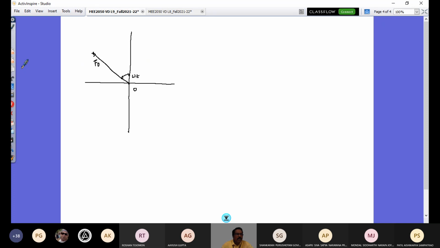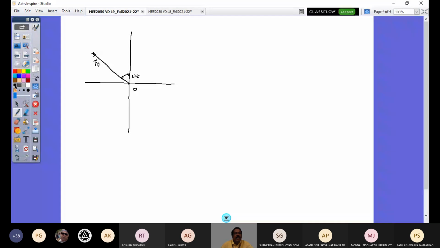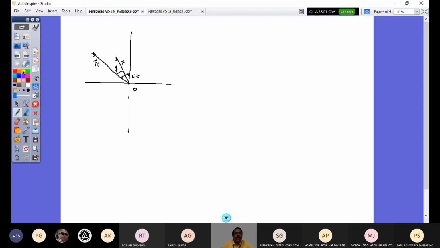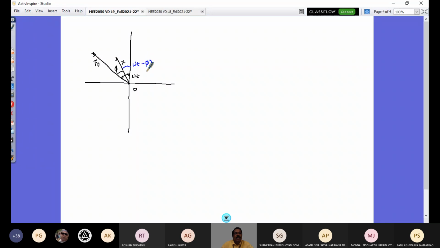Now the response lags this excitation. So that would be this. This is my response, x. And that lags this by what angle? Phi angle. So what is this angle? This angle is omega t minus phi. That is why you have your response xp of t as x cos of omega t minus phi, right?